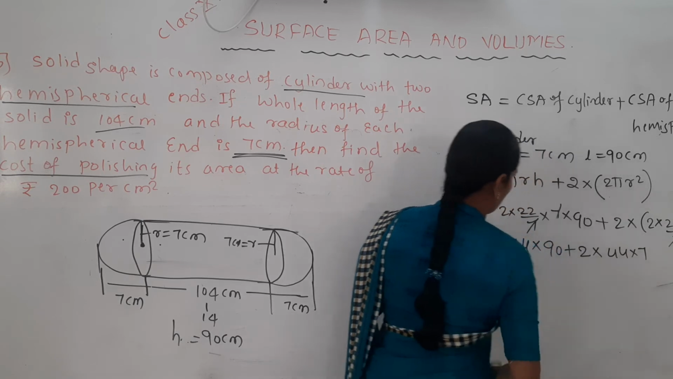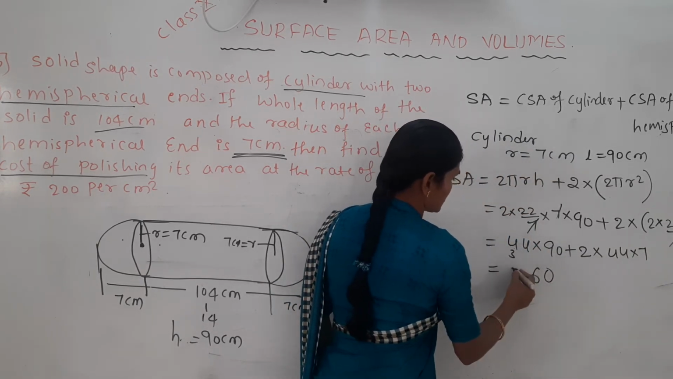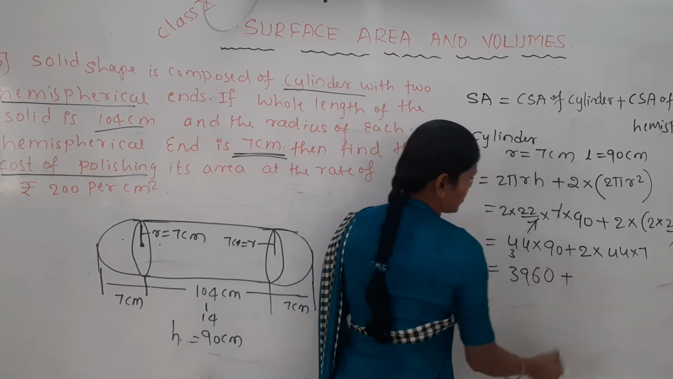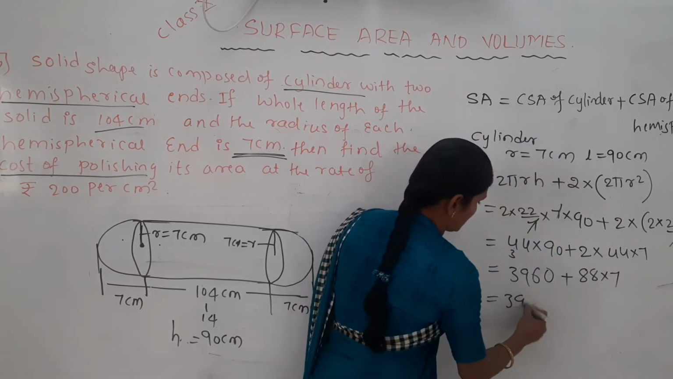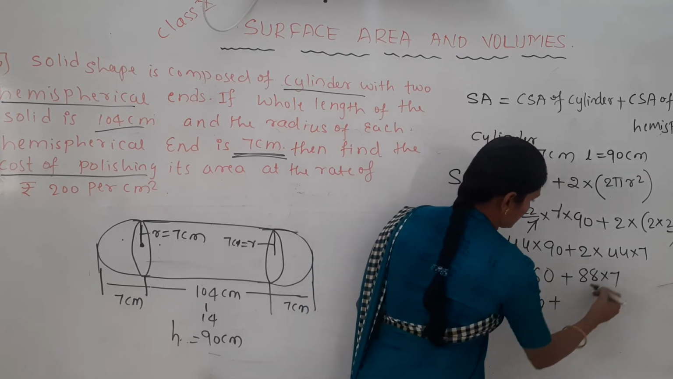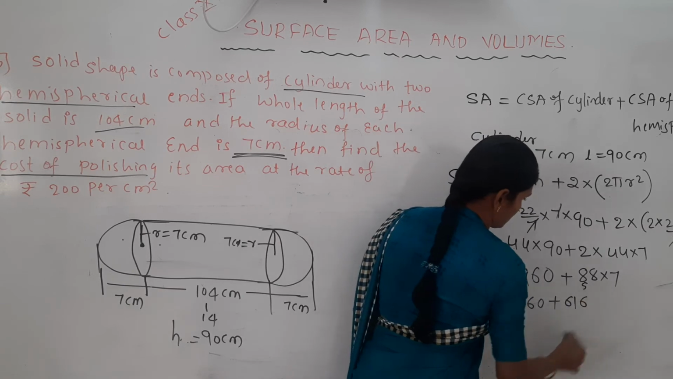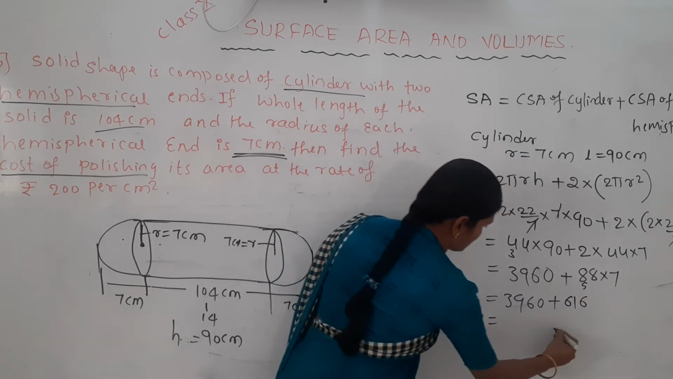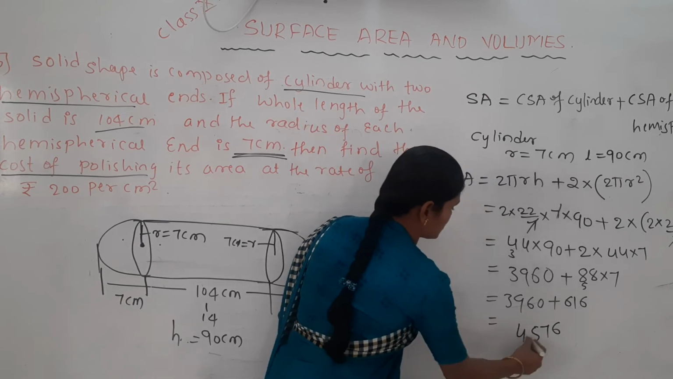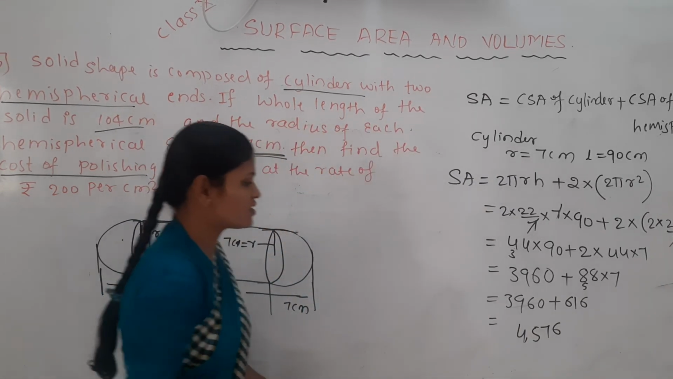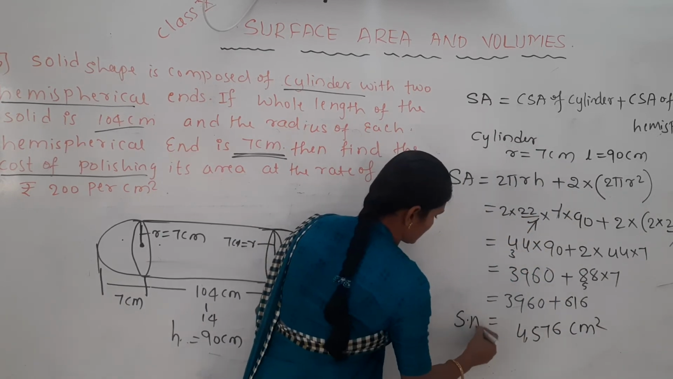Okay, simplify this one. 44 into 90 is 3960, plus 44 into 7 is 308. So add these two: 3960 plus 308, you get 4268... The answer is 4576 centimeter square. This is the surface area.